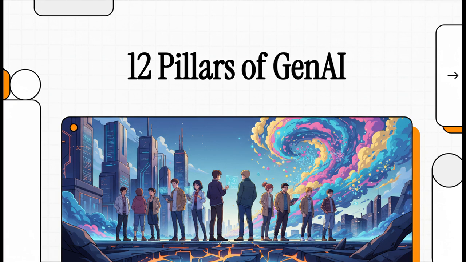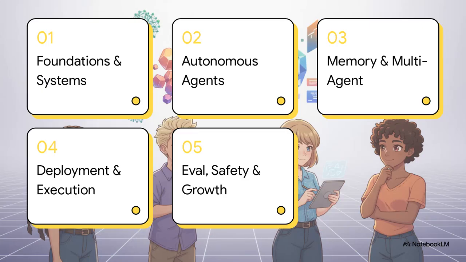If you're a software engineer looking to pivot into AI roles, you should know the landscape is undergoing a massive seismic shift right now. To succeed, you really need a dual competence, a rock-solid grasp of core back-end principles, combined with a deep understanding of this entirely new probabilistic reasoning paradigm. To help you successfully pivot into AI, we're going to map these 12 pillars across 5 main sections: foundations and core systems, engineering autonomous agents, memory and multi-agent workflows, deployment and real-world execution, and finally, evaluation, safety, and growth.